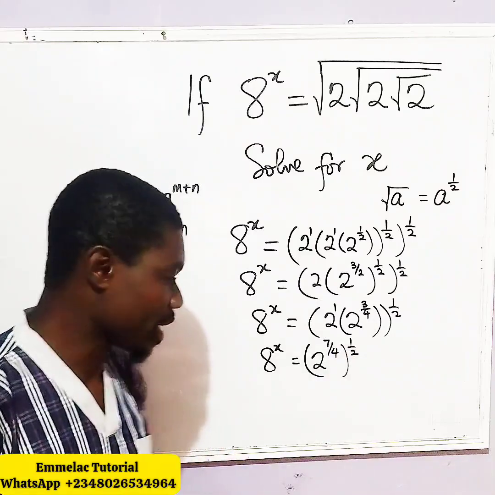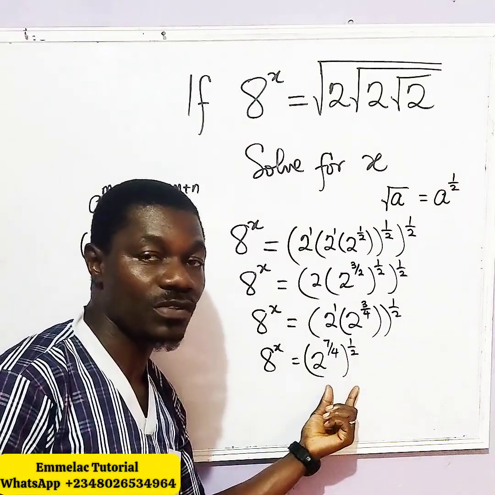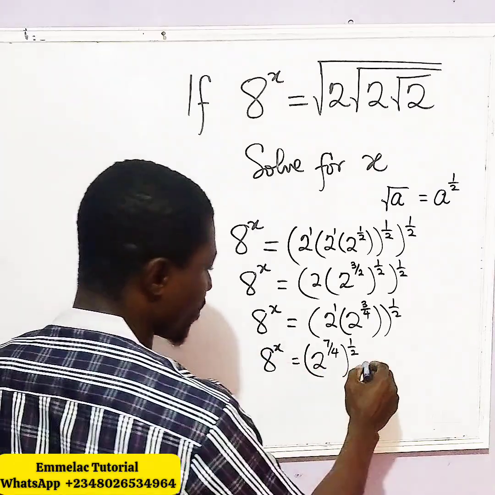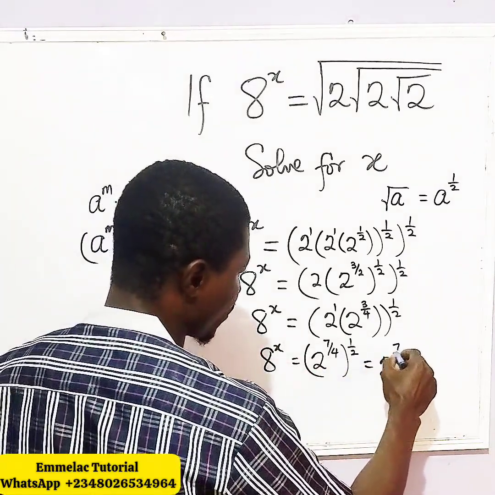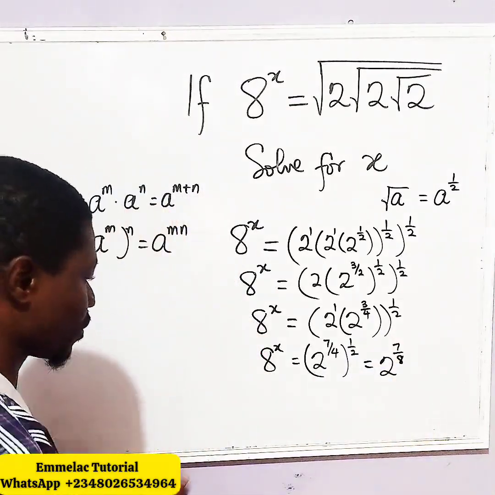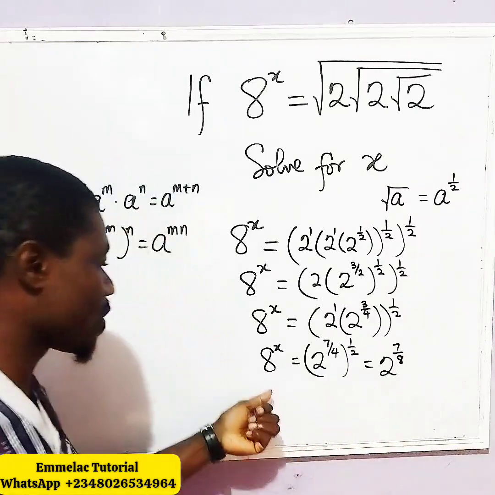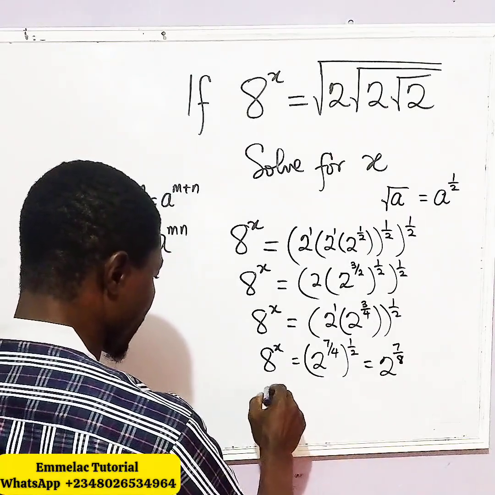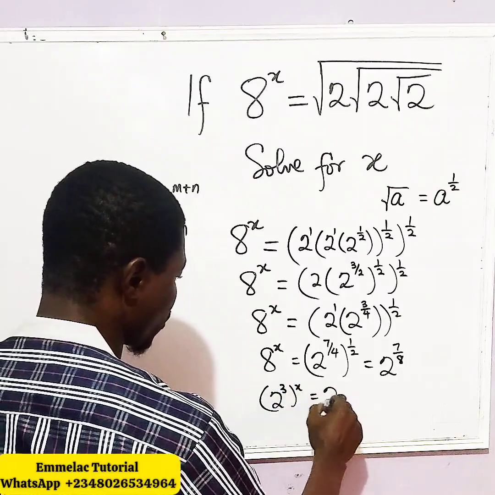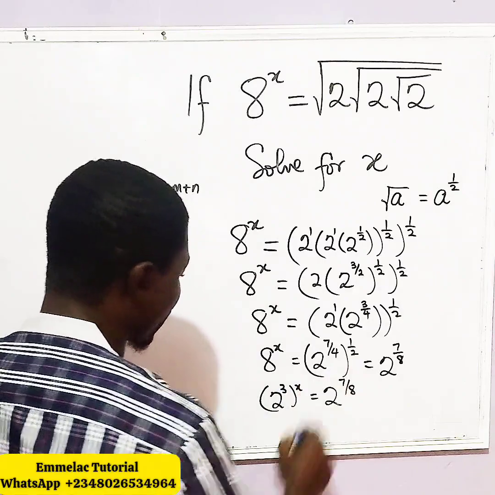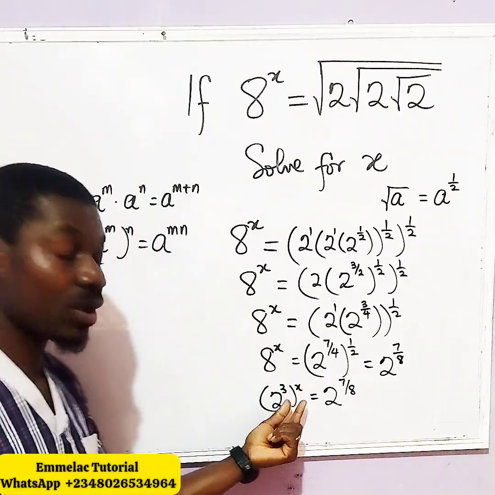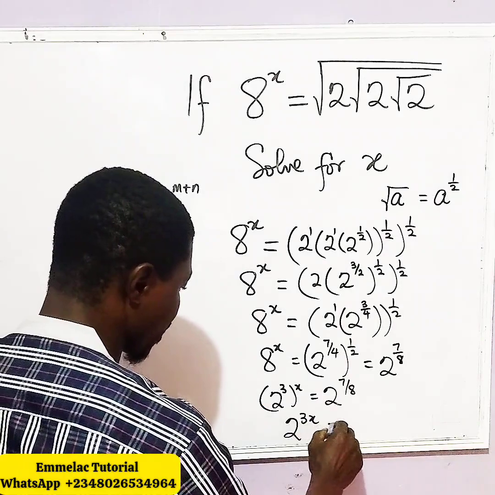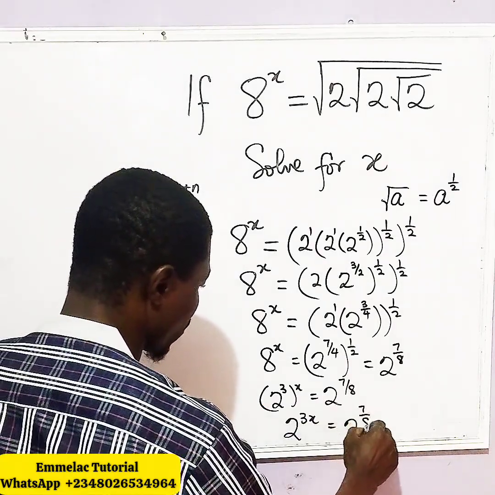Now this part of the equation, which is the right hand side, applying this same rule here again, we end up having 2 raised to 7 all over 8. Now that we have 2 here as a base, and here we have 8, we can reduce 8 to a base of 2. That will give us 2 raised to 3, all raised to x, equals 2 raised to 7 all over 8. According to this rule, we can multiply 3 and x, and that will give us 2 raised to 3x equals 2 raised to 7 all over 8.